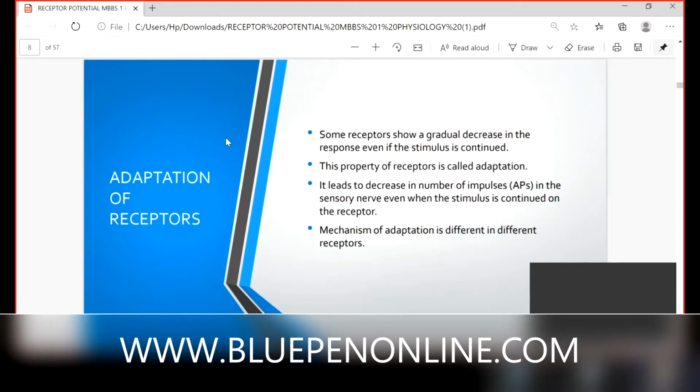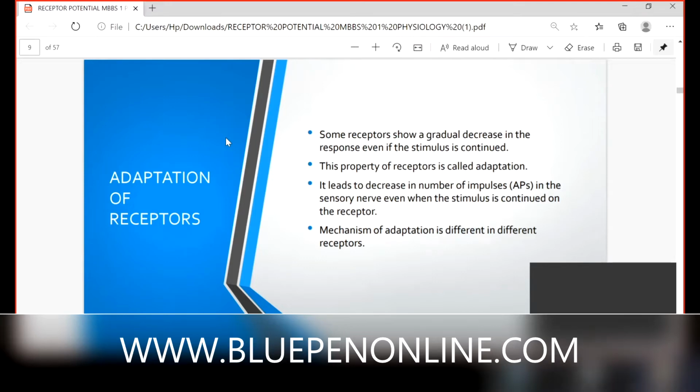So this decrease in the impulses in the sensory nerve, even when the stimulus is continued on the receptor, means that the receptor is already adapted to that stimulus. Now, this mechanism of adaptation is always different in different receptors. It is not always the same.